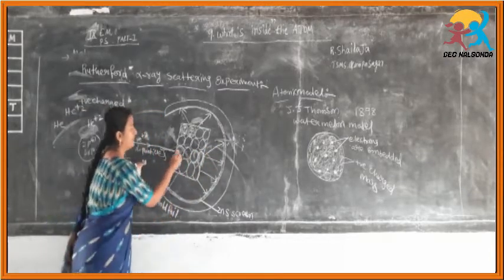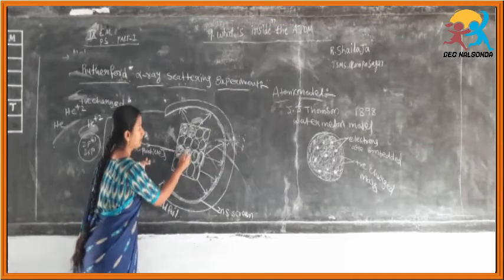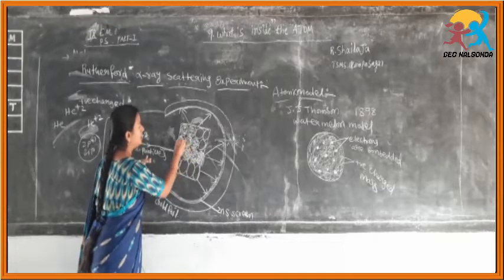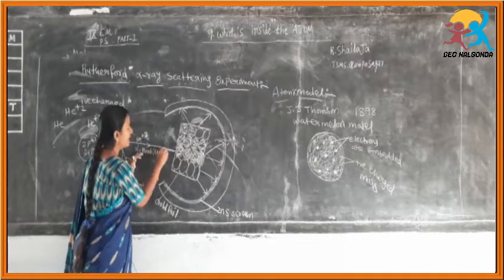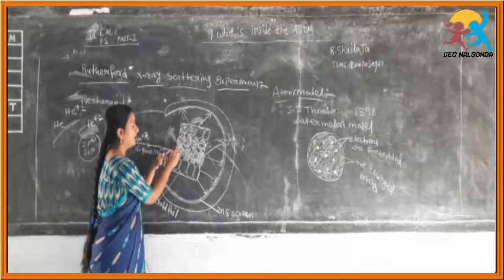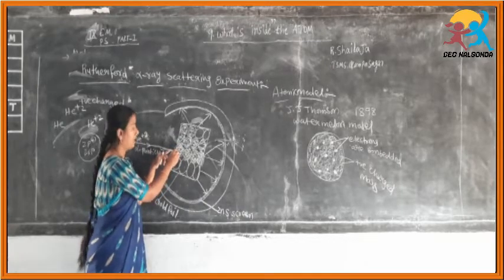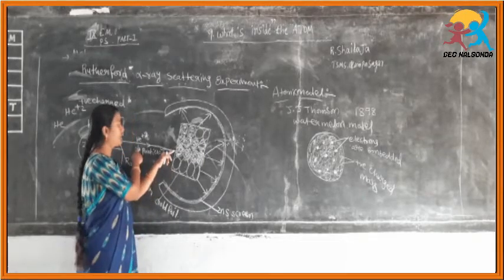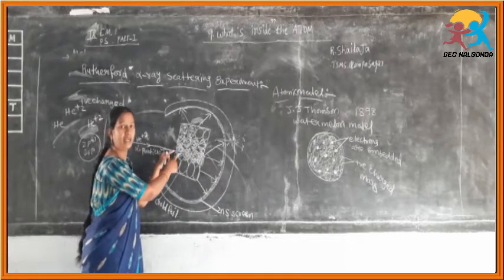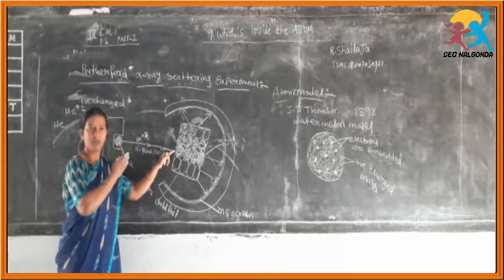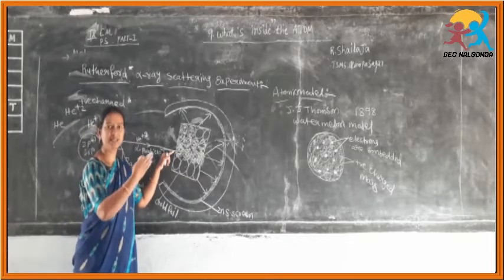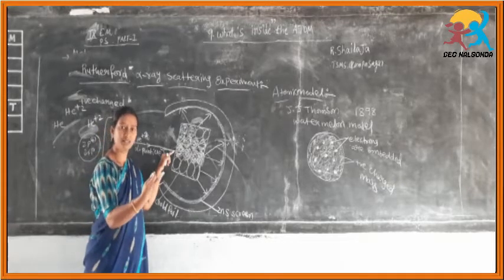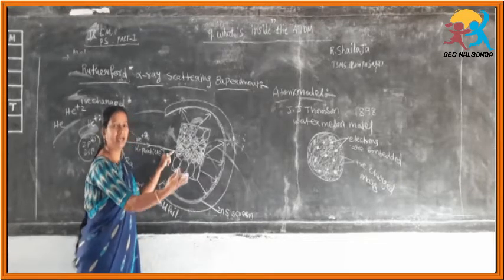Suppose here you see, this is the gold atom, and here is the positively charged particle touching one atom. In this atom, inside there is a positively charged mass. When the positive ray touches the positive particle, what happens? It gets pushed back. Two positively charged particles, same charge, cannot move forward towards each other, so they get pushed back.